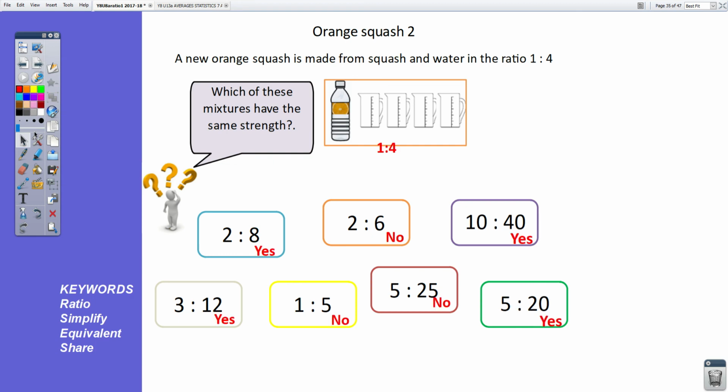Okay, here we go. So the ratio is 1 to 4, 1 bottle of orange with 4 jugs of water. We're looking for multiples of 1 to 4. Multiplying both by 2, we get 2 to 8, so this is correct. No. Yes, multiplied both numbers by 10. Yes, multiply both numbers by 3. No, no, and yes, multiply both numbers by 5. Moving on.